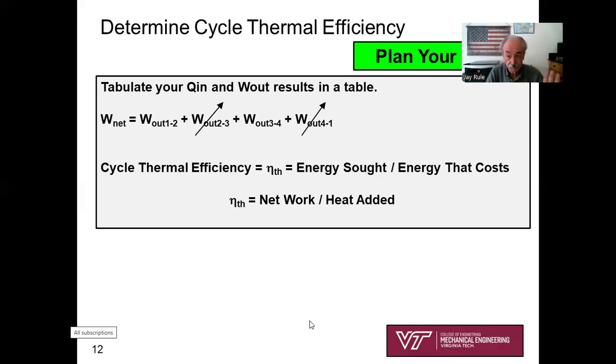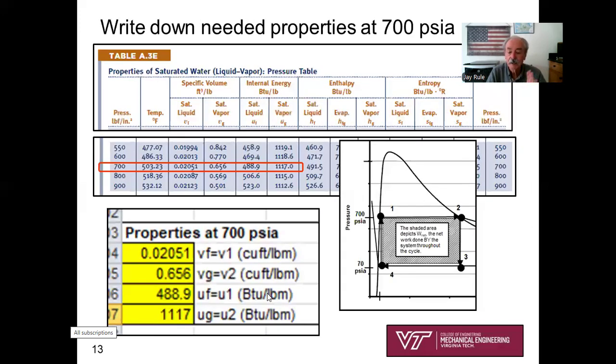Now we're going to go to the detailed numerics of solving this problem. Here's the way I would solve it. Remember, I have solved a lot of problems, so I have a skill of planning ahead, planning my work. I know what I'm going to need. So the first thing I'm going to do is go to my pressure table at 700 pounds per square inch, and write down 4 numbers: vf and vg, cubic feet per pound, and uf and ug. That's going to be for my first law. I'm just going to write those down on my solution.